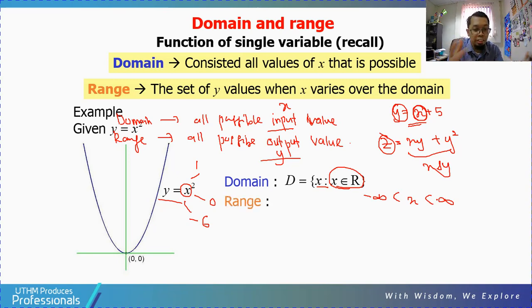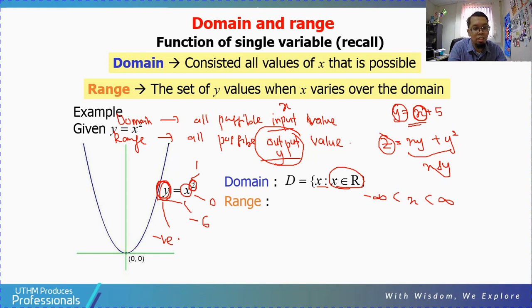How about the range? So back to the definition. The range means all possible output. Okay, y. Bila you masukkan nilai ni, apa yang y akan hasilkan? Output y here. So bila ada kuasa 2, possible tak y ni akan jadi negative value? The output will be negative value. Not possible, is it? So the possible output only start from 0 to infinity.